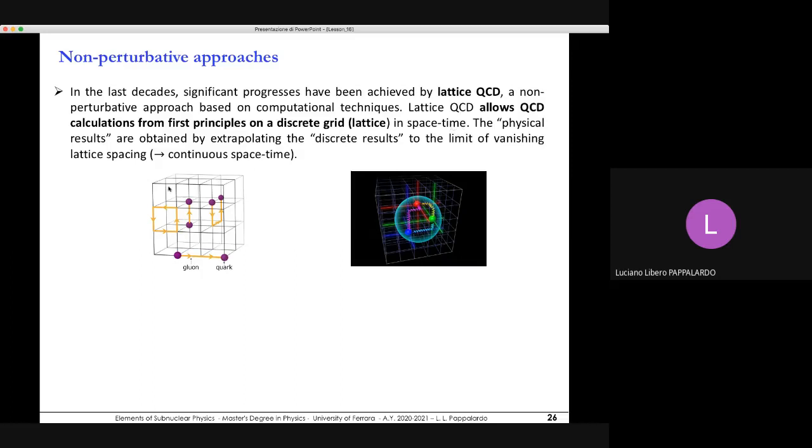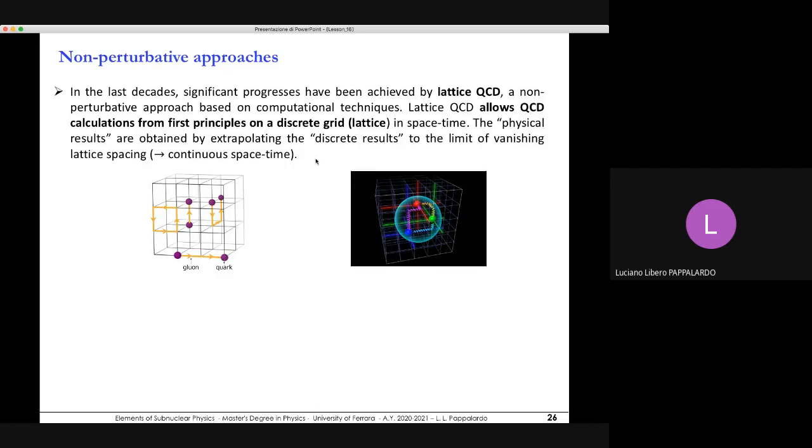So instead of having a continuous space-time, you discretize your space-time, like you see here in this net. This allows you to make a precise QCD calculation, but only in this discretized space-time. Of course, the results that you obtain are not physical, but the physical results are obtained by extrapolating these discrete results in the limit of vanishing lattice spacing, so in the limit of continuous space-time.